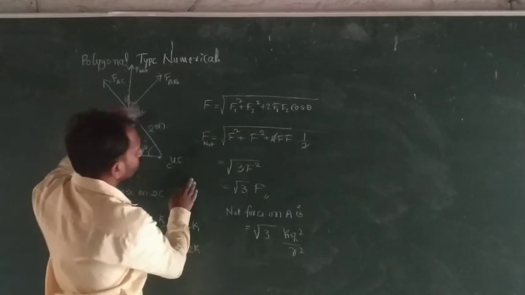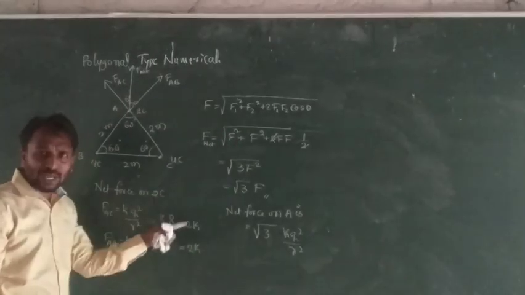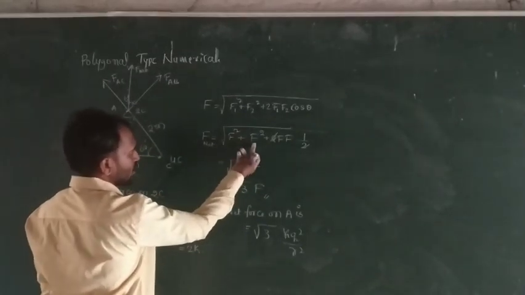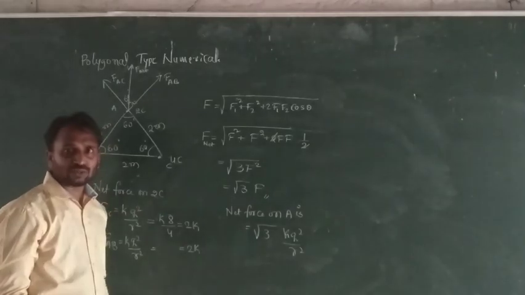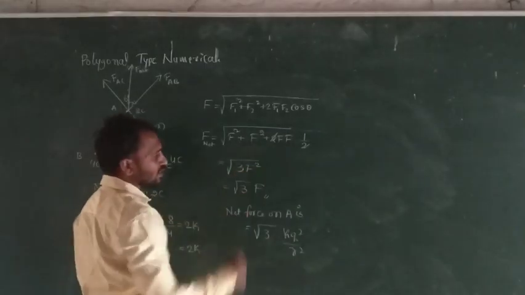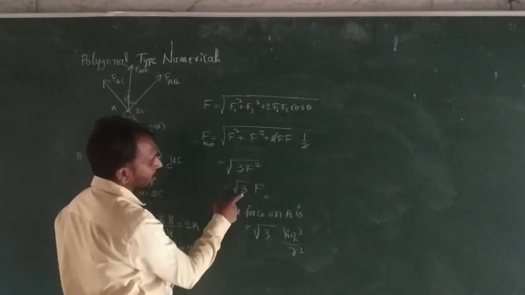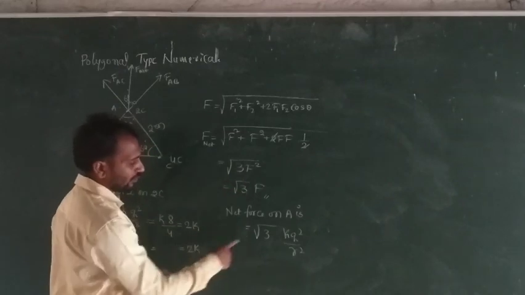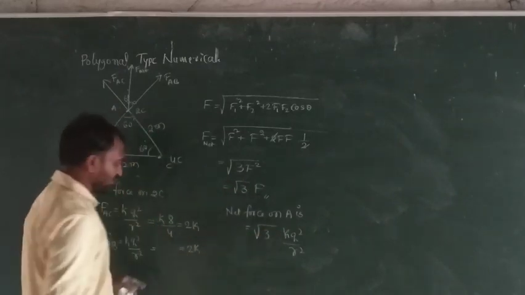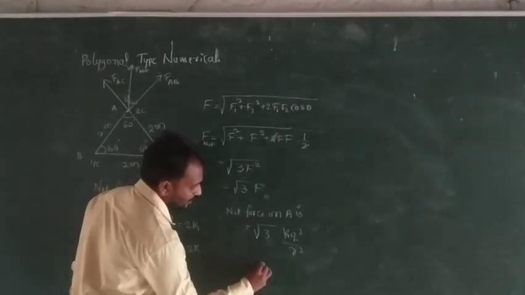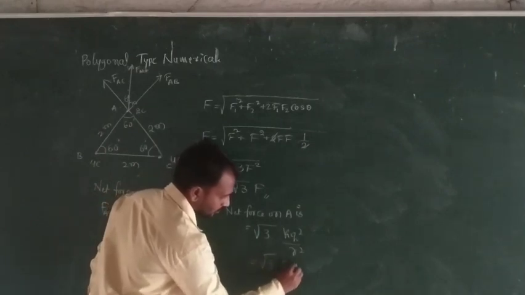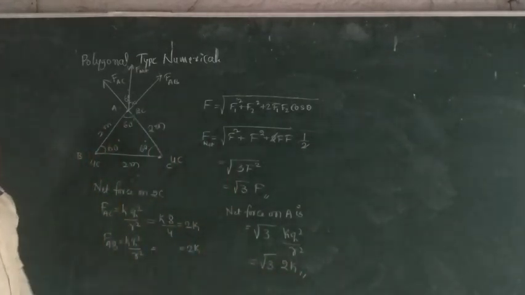Here the same thing, both have the same magnitude. Same formula. This one is force and this is also force, both having the same magnitude, and theta value is 60 degree. So we get root 3 into F, where F value is 2K. So simply, we can write root 3 into 2K.